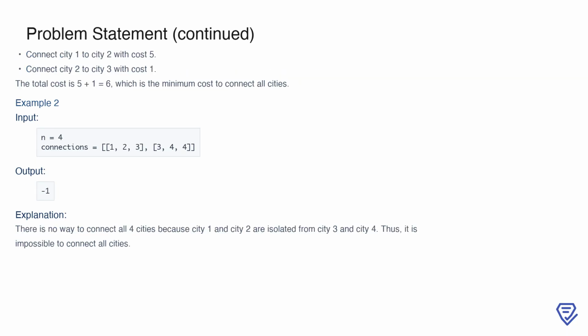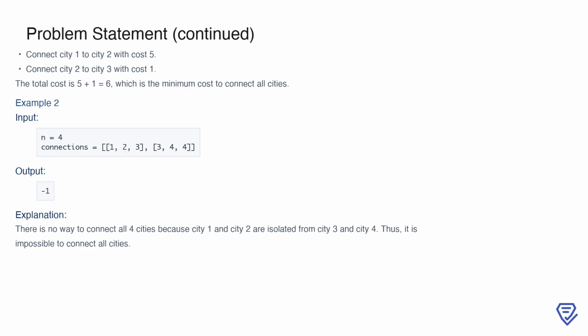To solve this first example, we can connect city 1 to city 2 at a cost of 5, and then connect city 2 to city 3 at a cost of 1. These two connections ensure that all 3 cities are connected, and the total cost is 5 plus 1, giving us the minimum cost of 6.